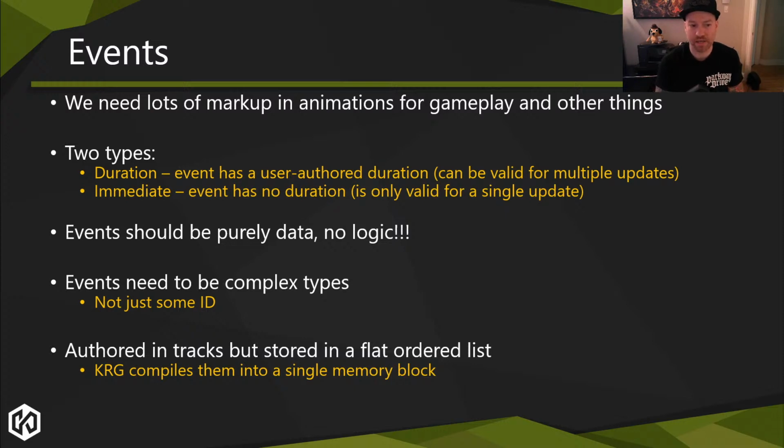Also, in my case, the events are authored in tracks, but when my animation is compiled, they're flattened out into a single ordered array. It's also contiguous, so all my elements are in a single block of memory. So as I sample, everything's sequential in the cache and sampling them is super cheap.